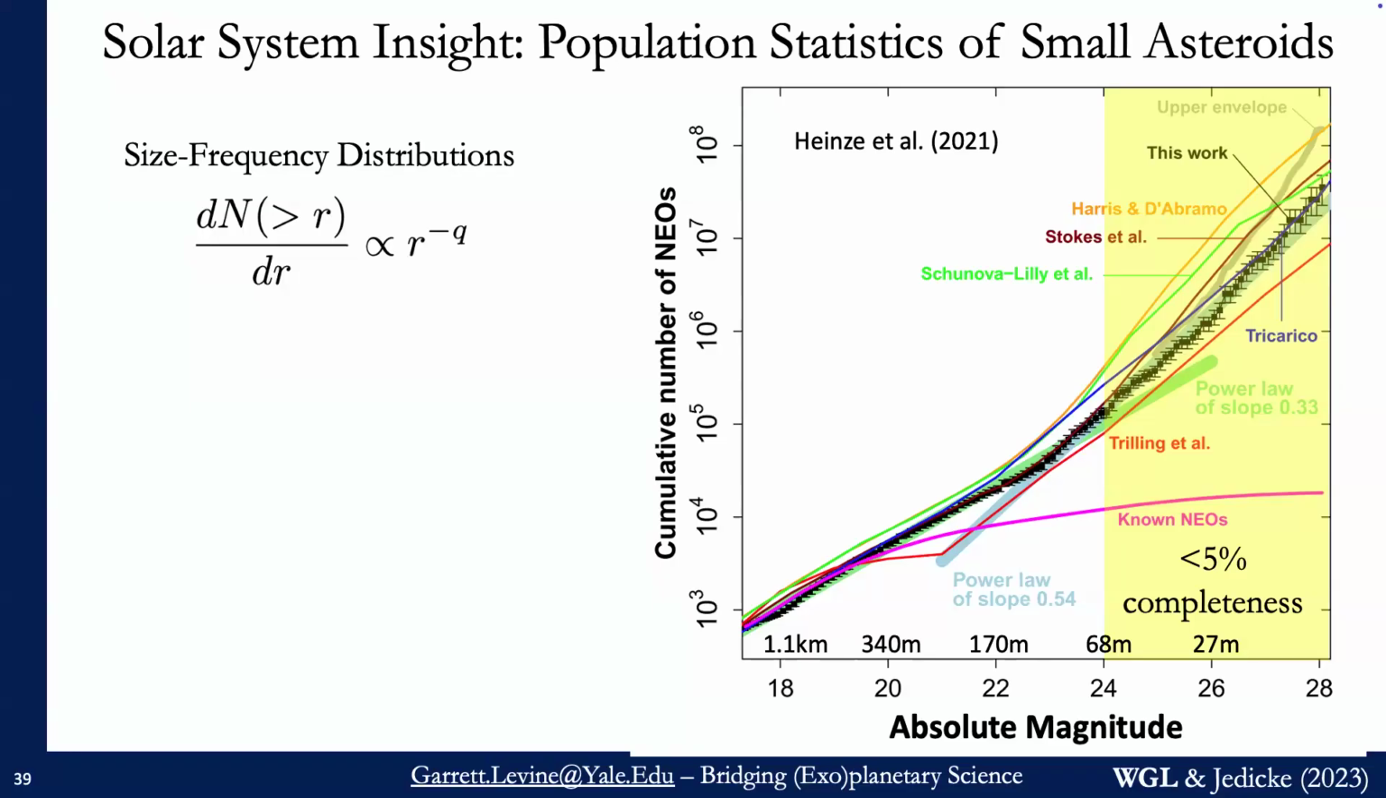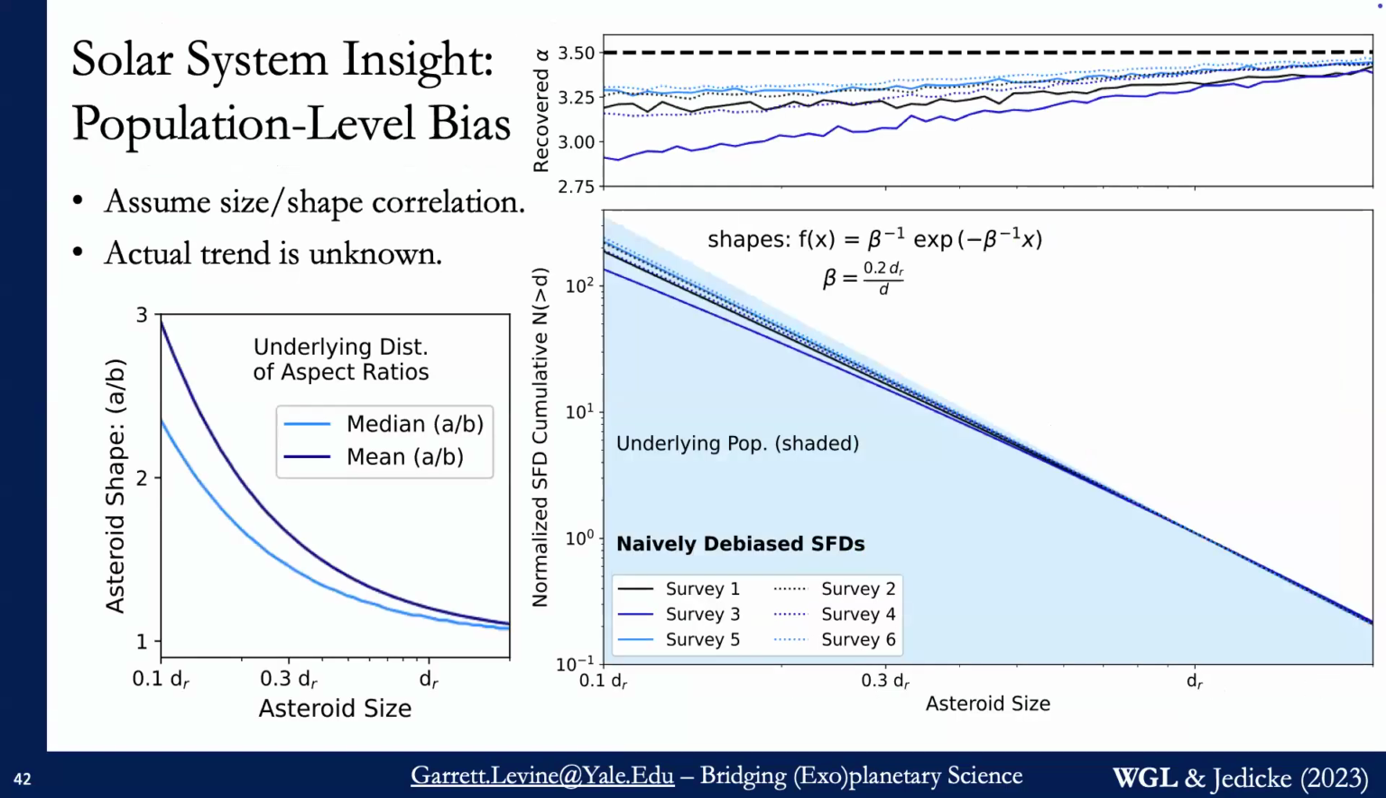That's all good, yeah. So people have used trailing loss as a way to possibly bring these size-frequency distributions together, but nonetheless, these discrepancies have persisted for decades. So the insight here is that the shapes of asteroids, if there is a size-shape correlation among asteroids, could actually manifest as these discrepancies.